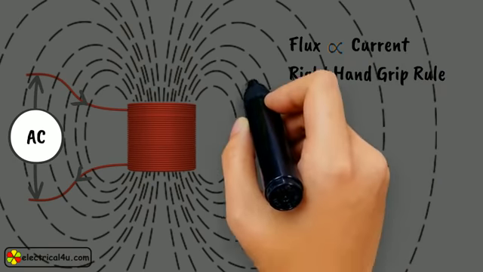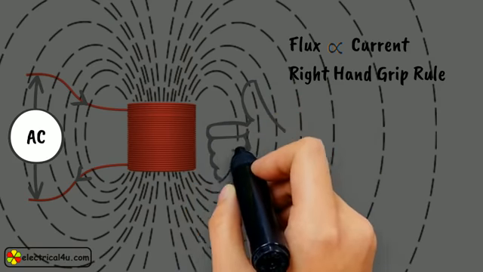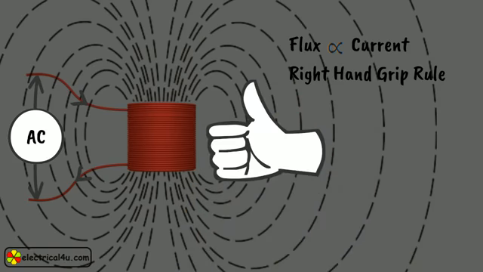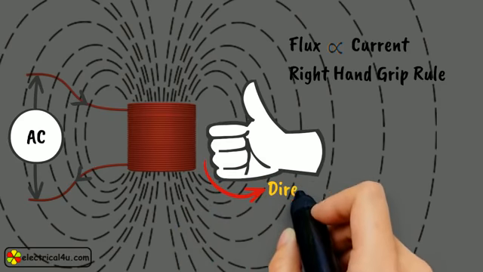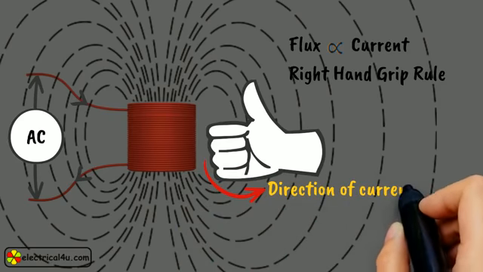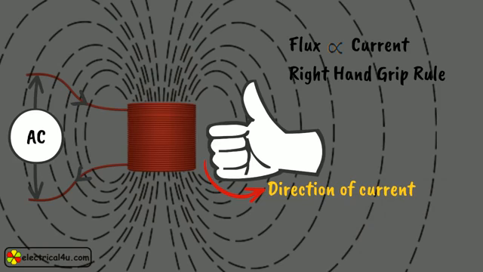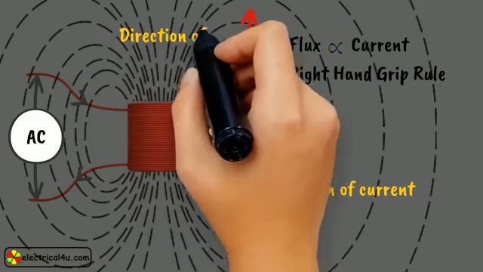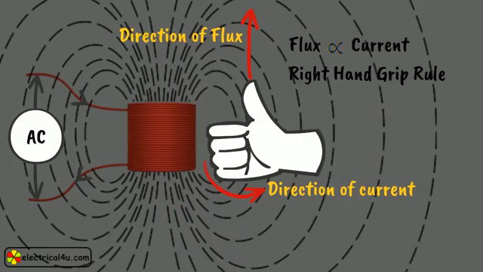This rule states that when we grip our right hand with stretching the thumb along the axis of coil or winding, and other four fingers along the direction of current in the coil, then the thumb indicates the direction of produced flux inside the coil along the axis.